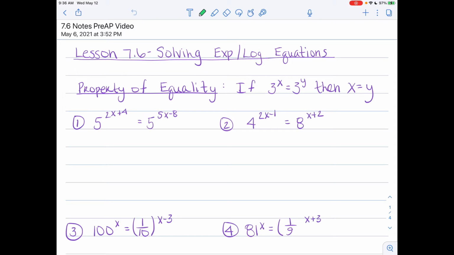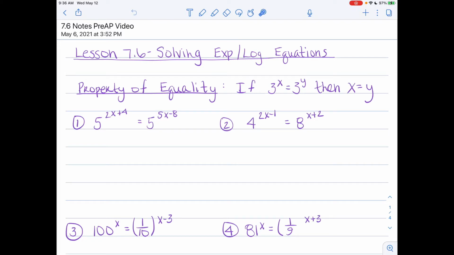of equality. So that says that if we have a base, in this case a 3, raised to some exponent, and on the other side we also have that same base. So it doesn't have to be a 3, it can be anything as long as these are the same, raised to another exponent, then the only way that that can be true is if our exponents are also equal.